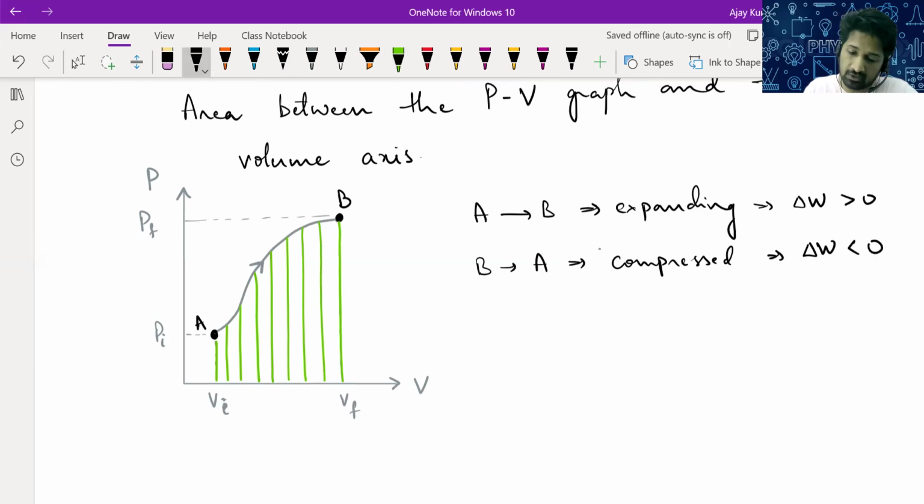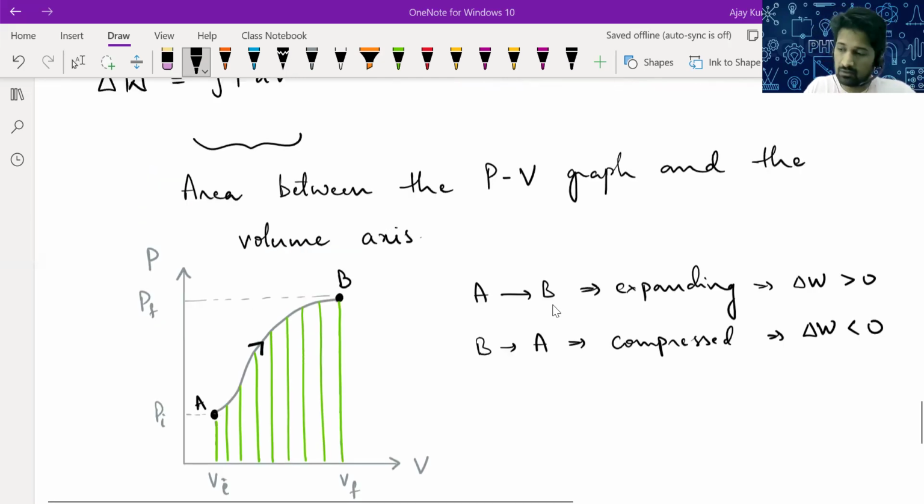But the direction of the process is also important. If the process is carried out in such a way that gas is expanding, then work done will be taken as positive of this area. If the process is carried out in such a way that the gas is getting compressed, work done will be calculated as negative of this area. So work done can be calculated by calculating area between the PV graph and the volume axis. But you should know whether you should assign a positive sign or a negative sign to it. That depends on whether the gas is expanding or its volume is decreasing.